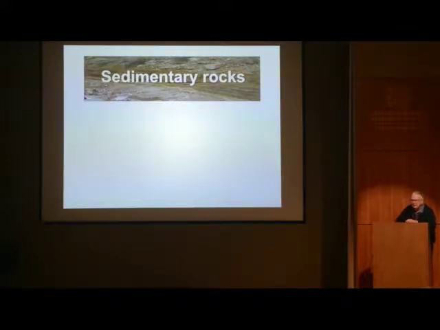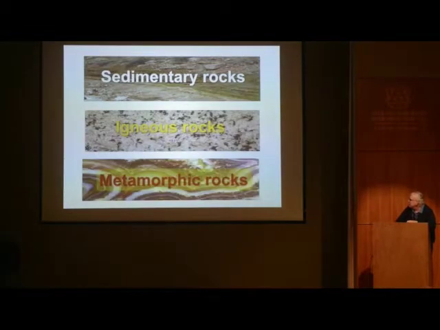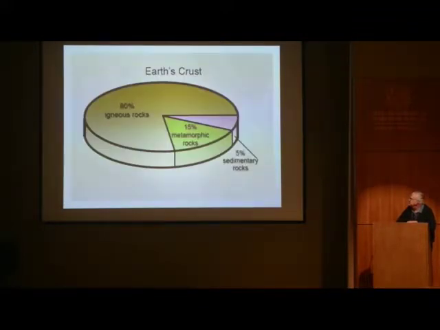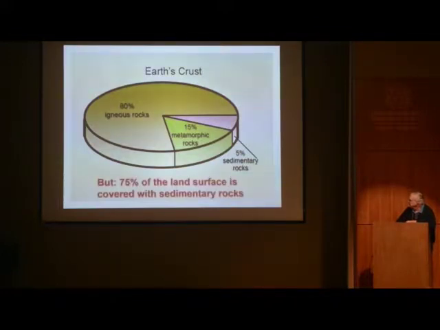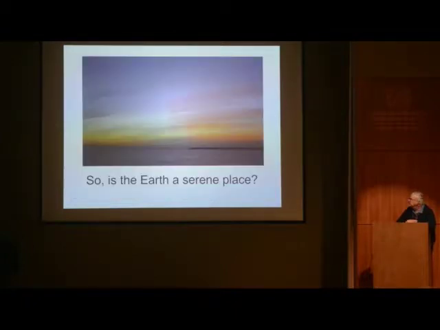So the three categories of rocks are sedimentary rocks, igneous rocks, and metamorphic rocks. And you see those across the globe at the surface and beneath the surface. Most of the crustal material, that's the hard stuff that makes up the crust above the mantle, is made up of igneous rocks. But the sedimentary rocks are the ones that actually cover the surface in greatest percentage. So 75% of the surface is actually covered with sedimentary rocks.